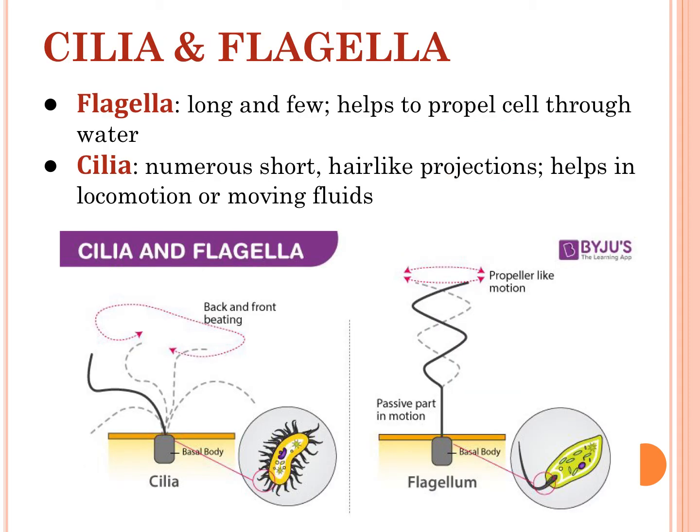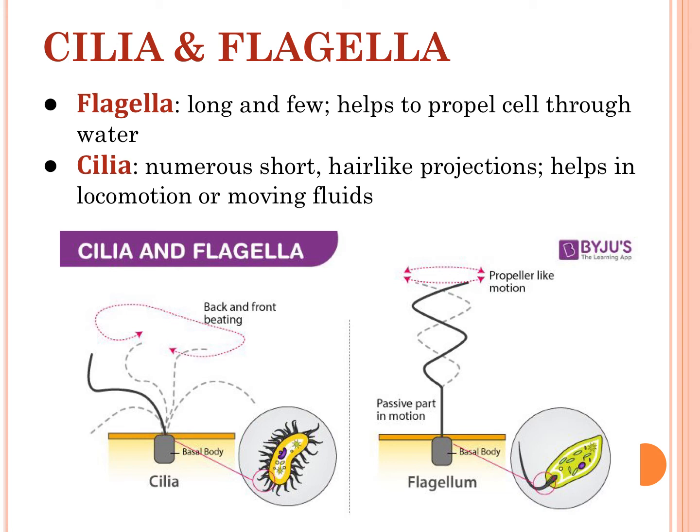Cells also need to be able to move and interact with their outside environments. So there are two types of organelles, cilia and flagella, that are on the surface of cells to help with cell movement or moving fluids along. The flagella, or flagellum, singular, are fairly long, whip-like structures. You can see the propeller-like motion on the bottom right, showing a flagellum, say on the outside surface of a bacterium. And these flagella, as they whip around, help to propel cells through the water.